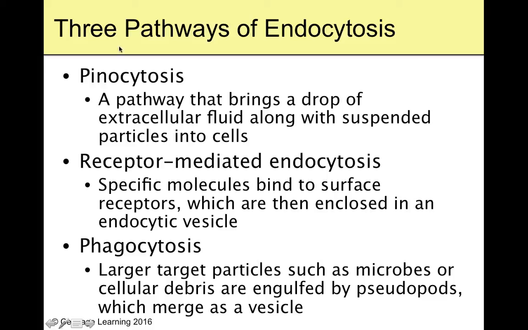So I just kind of explained these to you, but we'll go over them anyways. Pinocytosis: bring a drop of extracellular fluid along with whatever particles are floating in it into the cell. Receptor-mediated endocytosis: specific molecules bind to the surface receptors, then we bring them into the cell. And then finally, phagocytosis, eating another cell is what that means. So we get a large target particle, like a microbe or cellular debris, and we extend out some big old pseudopods, and we merge them together as a vesicle, and we eat this big old thing.